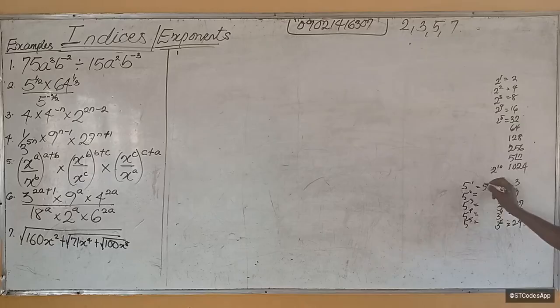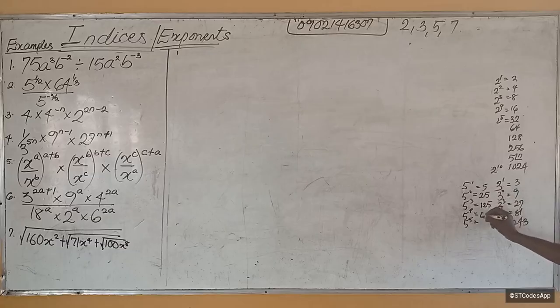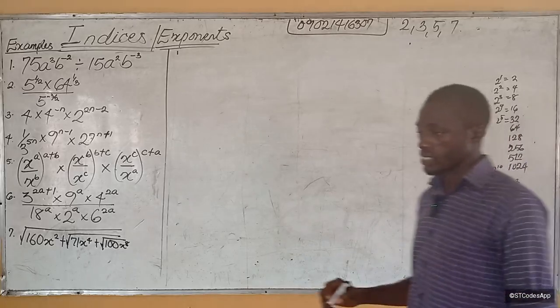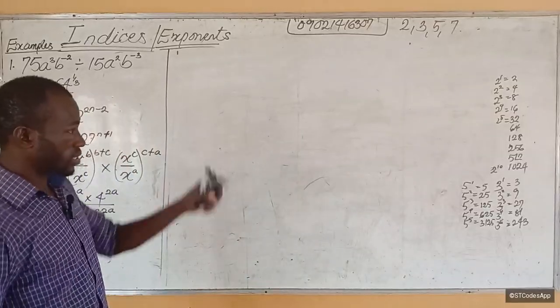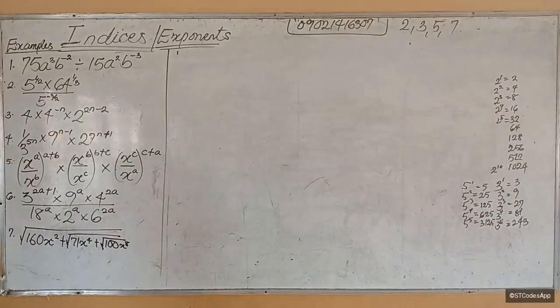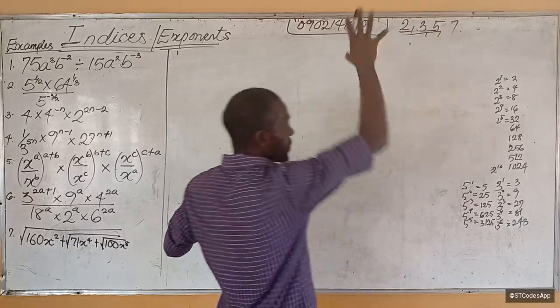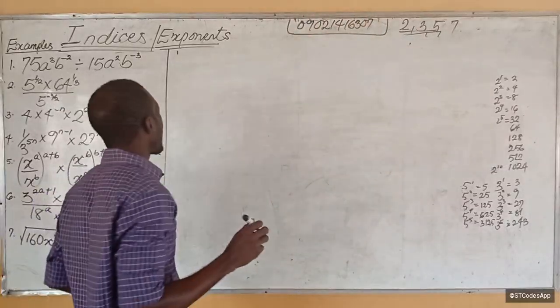Is that clear? 5 raised to power 1 is 5, 5 squared is 25, 5 cubed is 125, then 625, then 3125. All right, so know that series for 3 and 5, because most of my questions here are centered around 5s, 2s and 3s. I told you most of the questions will be on the families of these prime numbers, so you must know how to target them.